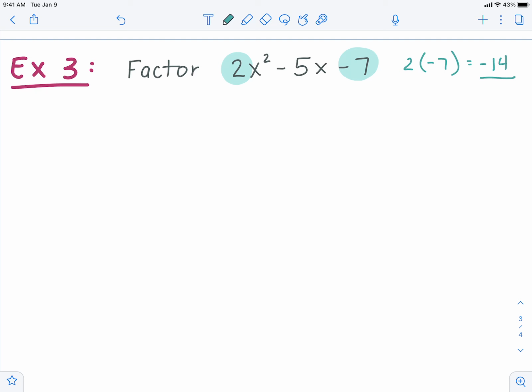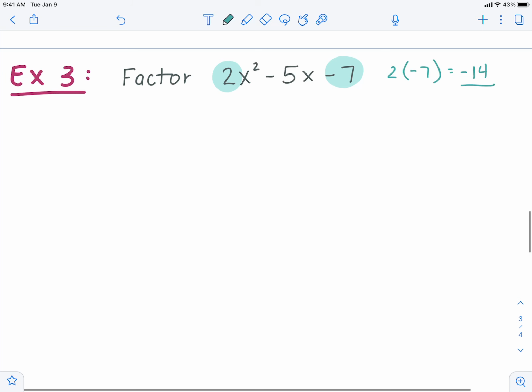So since we want factors of a negative number, that means one of them's positive, one of them's negative. Since we want them to add to be a negative number, that means the bigger factor has to be negative. So I have 1 and -14, or 2 and -7. I don't have to consider -1 and +14 because that's going to add to be a positive number. And I know I need a negative, so I can cross those off right from the beginning.